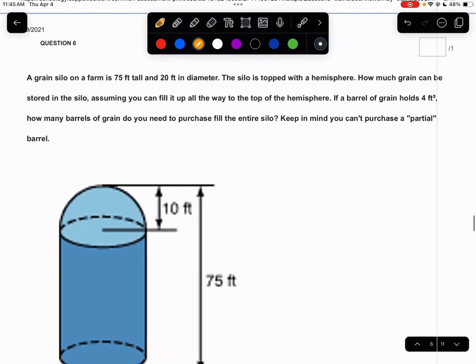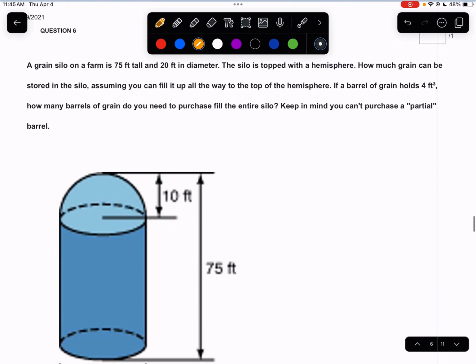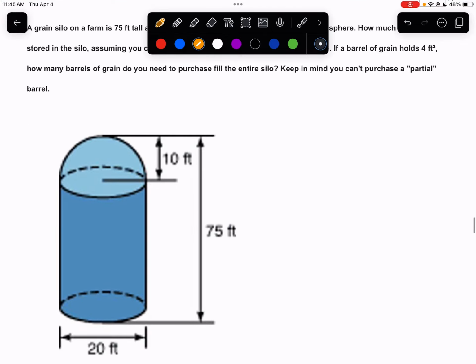A grain silo is on a farm. It's 75 feet tall, and the diameter is 20 feet. The silo is topped with a hemisphere. How much grain can be stored in the silo? So let's do that first. How much grain could be stored if we filled this entire thing up?